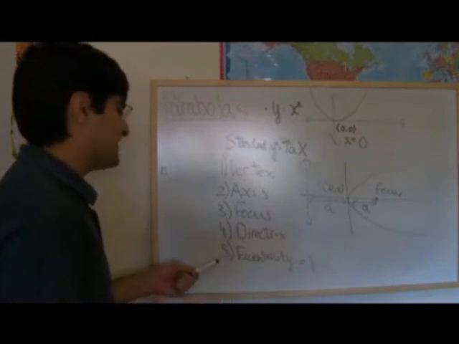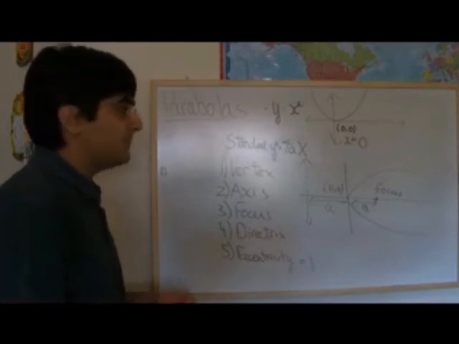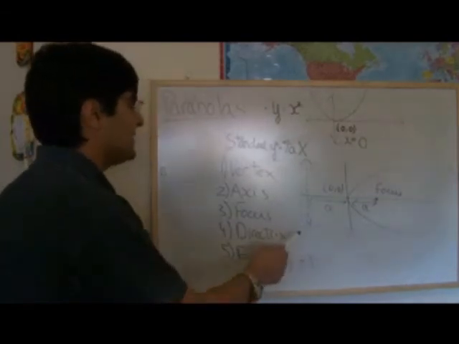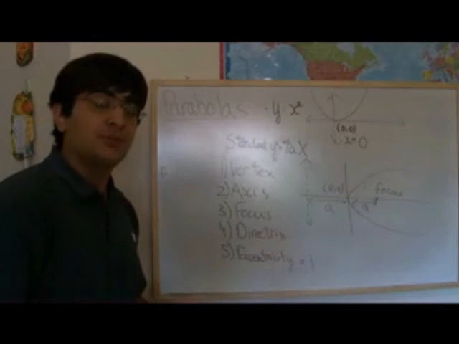The fifth feature is eccentricity, which will become a bit clearer when we do ellipses and hyperbolas. But for the time being, remember that eccentricity in the case of a parabola is 1. In the next video, we're going to talk about the non-standard parabola and probably do a few problems.